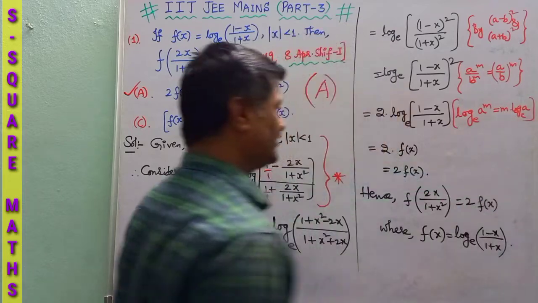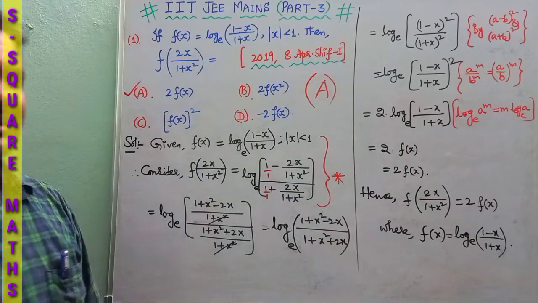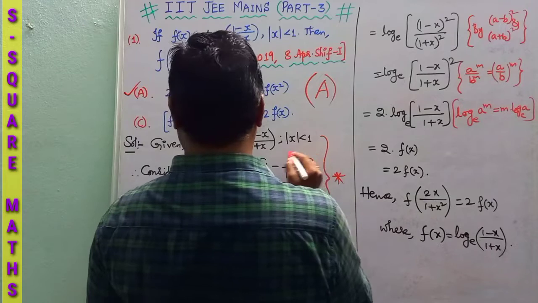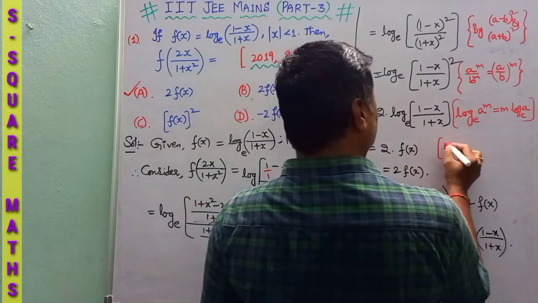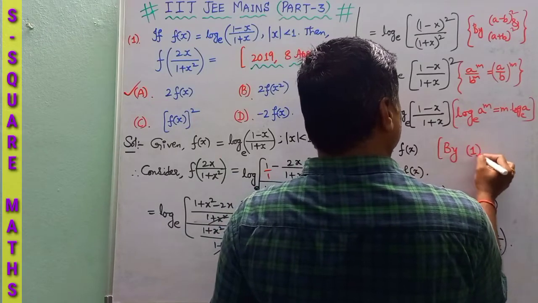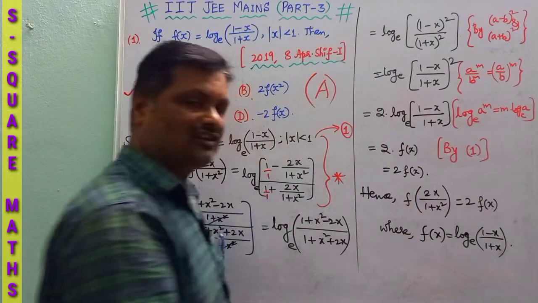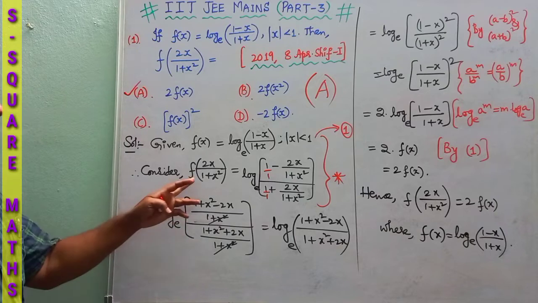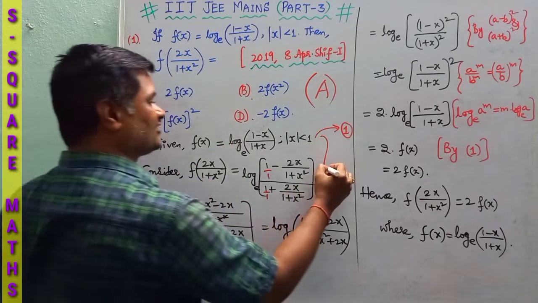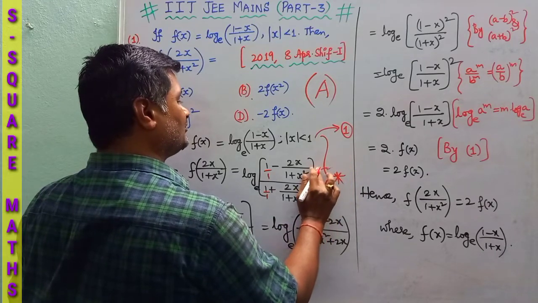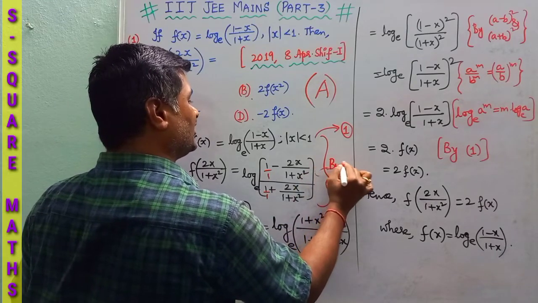Whatever the base it may be. Okay, so this is, let us mark as equation 1. So this is by 1. By the definition of f of x I have written. Next, this I have written with the definition of our equation 1, f of x. So this also by f of x or by 1.